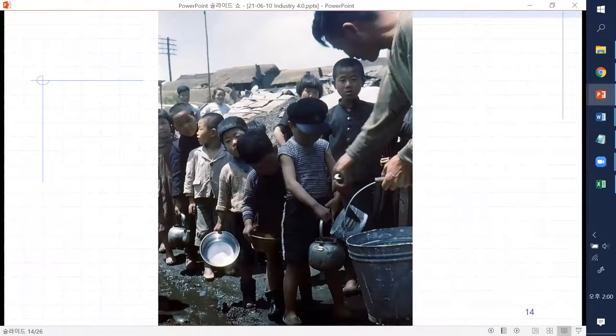This picture is from 50 years ago inside Korea, or 70 years ago when there was the Korean War. Because of the war, the resources, including food, nowadays this looks like water, right? But anyway, it was very rare. So many people were starving at the time. So we needed to share a very small amount of resources or food or water.